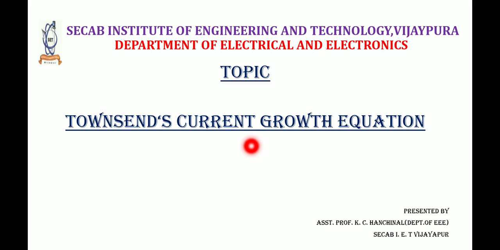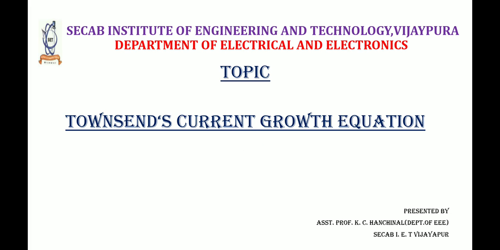Is it right? So how does that current growth occur? That is nothing but the breakdown mechanism in the presence of gaseous dielectric media between the two electrodes. That mechanism, the breakdown mechanism, can be well explained with the help of two theories. Which are those? One is the streamer theory, and one more is Townsend's theory. Okay, first let us study Townsend's current growth equation.